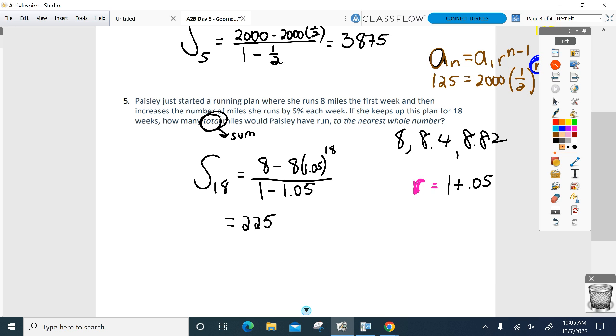Now, what happens if she decreased her mileage by 5%? 1 minus 0.05. So that's how you can find the R value here. If you'd rather list out a couple terms like we did, feel free, but some of you, I think you can handle finding the R value this way. So 1 plus or 1 minus your rate. All right, let me see you do the next one.